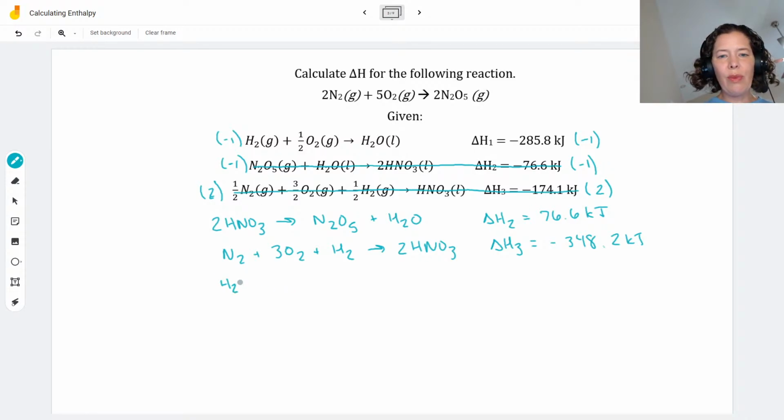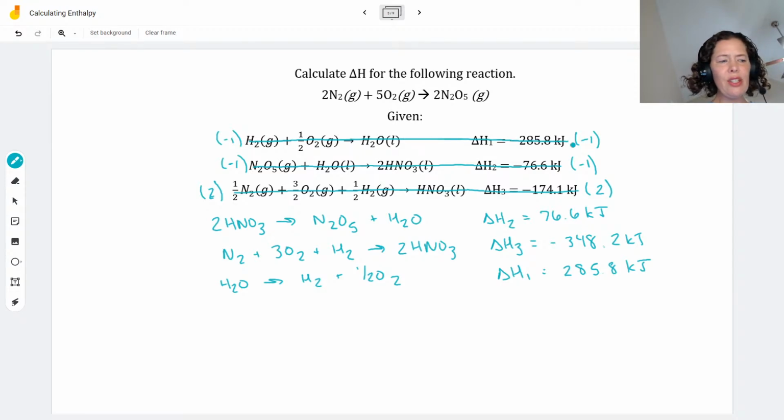So this is going to have water now as a reactant, and hydrogen and 1/2 O2. And my delta H1, again, I'm just going to change the sign. Okay, and I am going to cross through that. All right, so let's see what I've got going on here. I think I can go ahead and add everything together, and I should get to the reaction that I want.